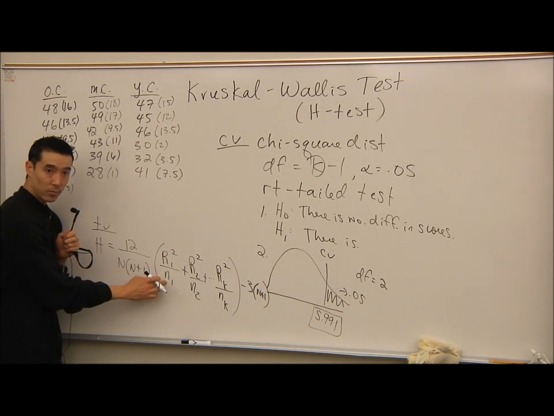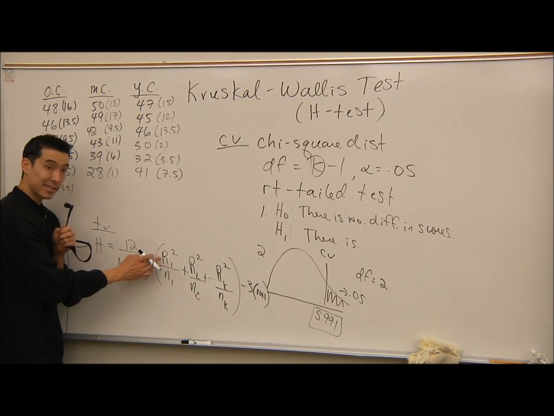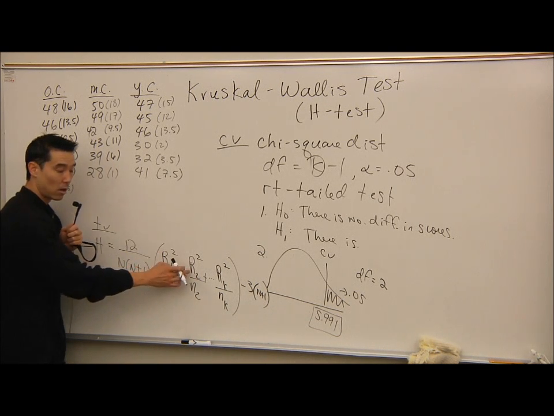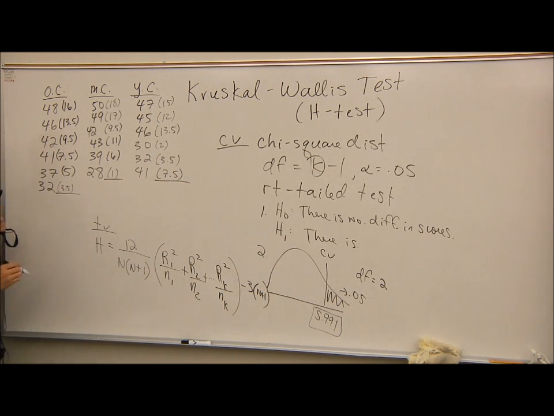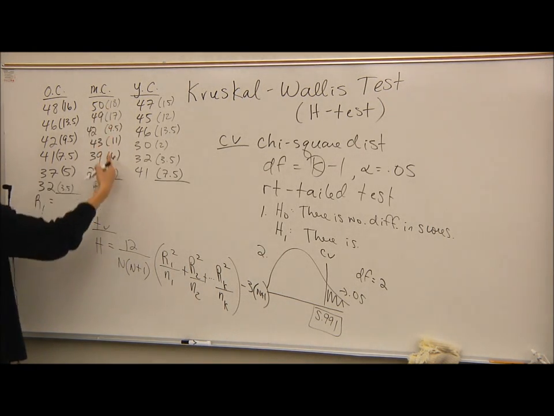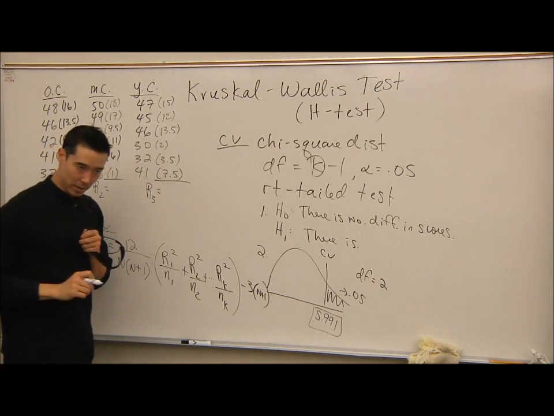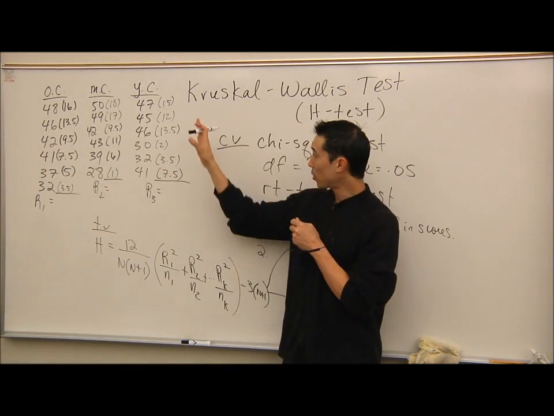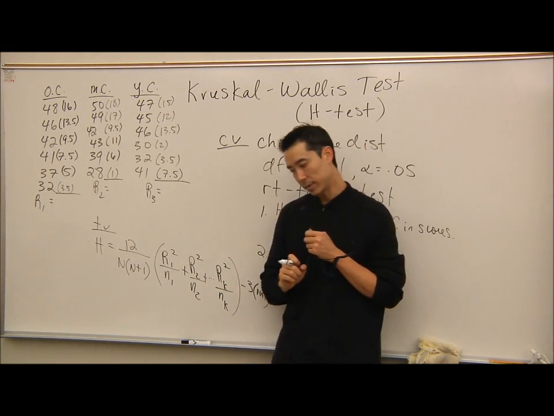N1 is how many was in sample 1. N2 is how many is in sample 2, so on and so forth. R1 is the sum of the ranks in sample 1. R2 is the sum of the ranks in sample 2. Okay? So come back up to R1, R2, and R3, and here we go. R1 is going to be the sum of these ranks. R2 is going to be the sum of these ranks. And R3 is the sum of these ranks. So you had to rank them, and then just sum each one per group or sample that it's in, and that's going to be capital R1, capital R2, capital R3.